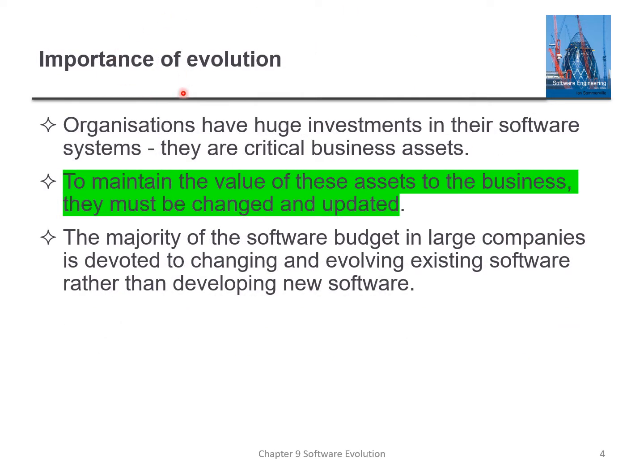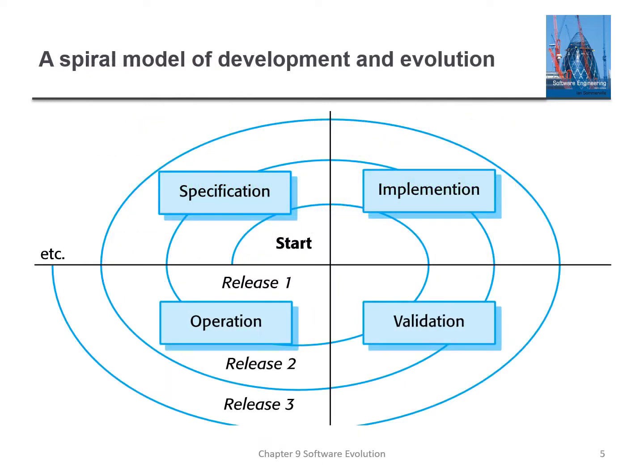So when we are talking about evolution, we need to think that for an organization, buying software is actually a huge investment already. So you need to be able to maintain it in case in the future there are some changes or updates that you need to do on the software. So that is part of what happens in evolution, right?